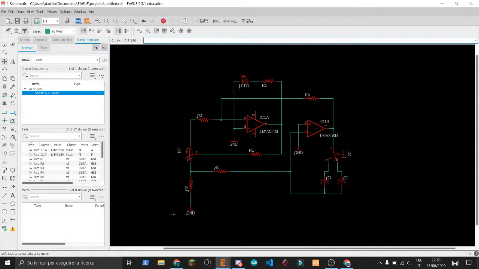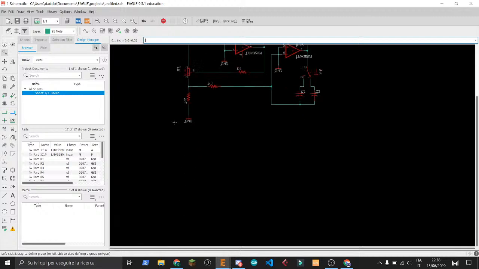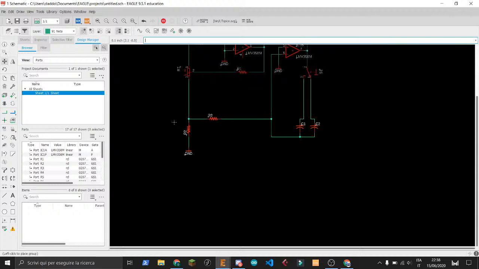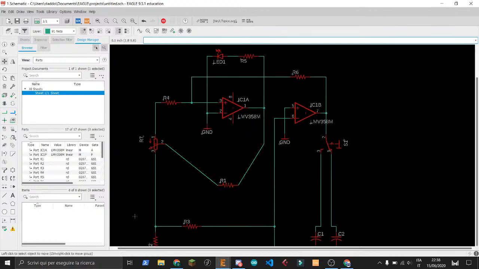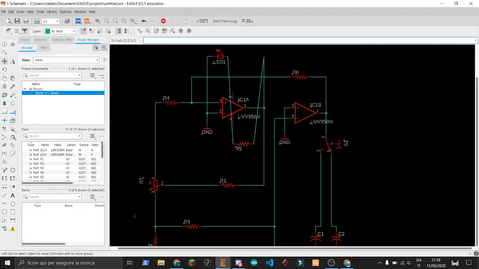Okay, now maybe it's time to change it a little bit in order to have it a little bit more, I don't know, maybe a little bit more tidy or something. Yeah, I don't know. Yeah, that sucks. That sucks. Okay.